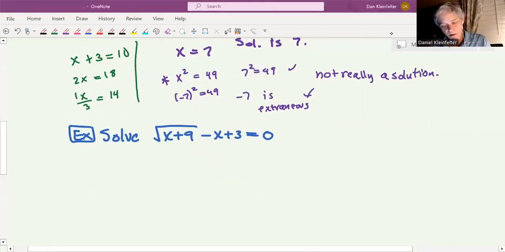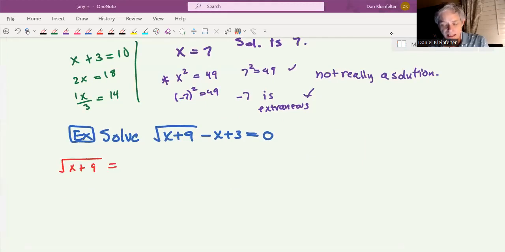All right, so let's try one more example. We're going to first take the square root of x plus 9 and leave it on the left side. And the other stuff we're going to put onto the other side. So we'll have equals x minus 3. Okay, so now we want to go through and square both sides.